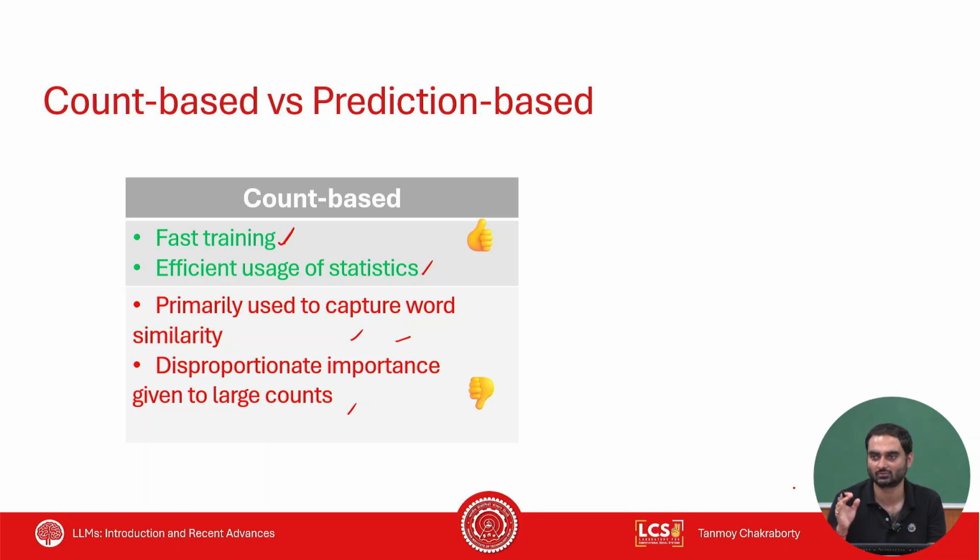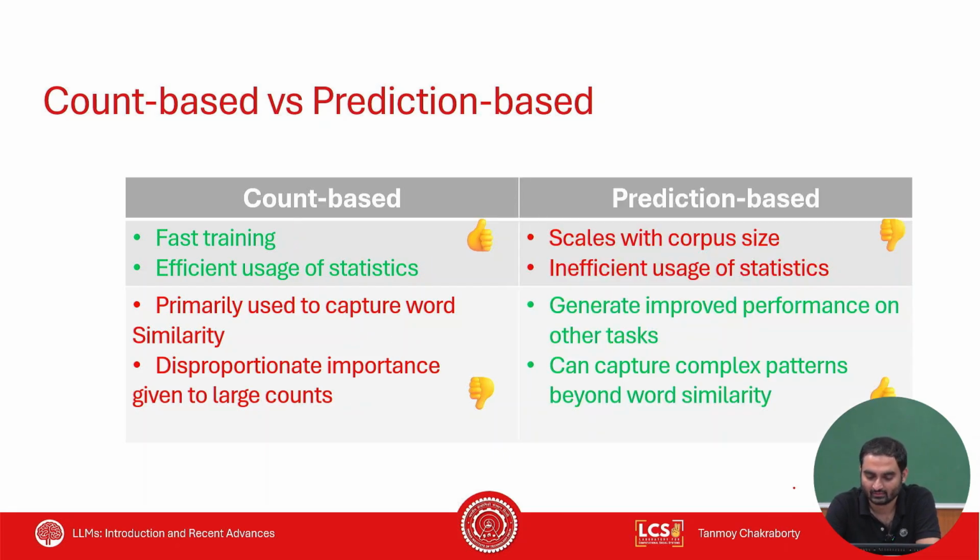So we need some ways to ignore those co-occurrences, but count-based methods don't do that. If you look at prediction-based methods like word2vec, the bad part about these methods is as follows. It scales with corpus size. What does it mean? Let's say you have a fixed set of vocabulary.